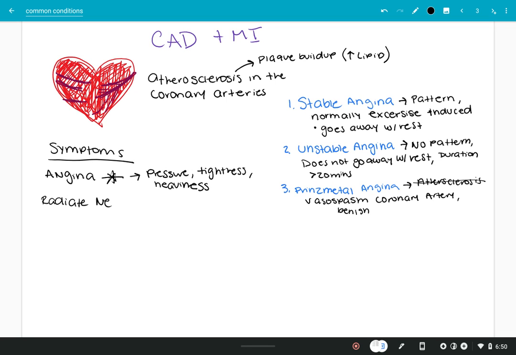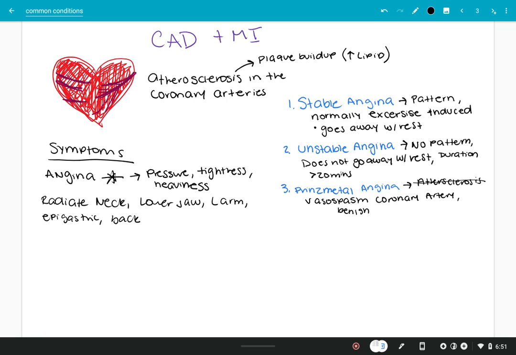to the neck, the lower jaw for a lot of women. The left arm is the most common. It can be epigastric pain, which a lot of times people come in and it feels like they're having heartburn, and it's a heart attack or just angina. And then very rarely will it be the back, but that can be rare.